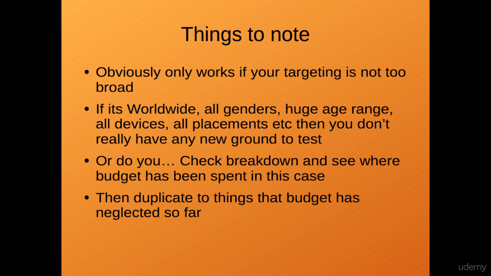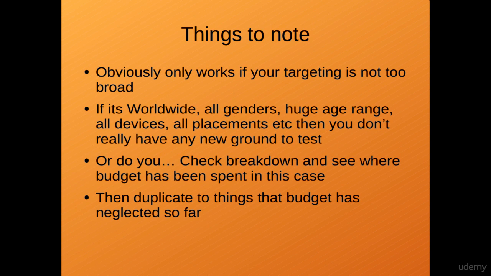region, and see where the budget has been spent, you might find that actually, although this ad set is running to all devices, for example, the majority, 80% of the budget has been spent on iPhone, 15% has been spent on Android, only 5% has been spent on desktop, in which case you would duplicate this ad set to run only on desktop with this duplicate.